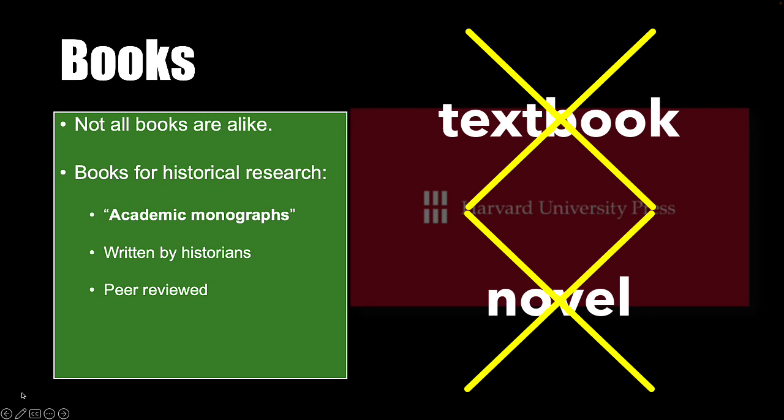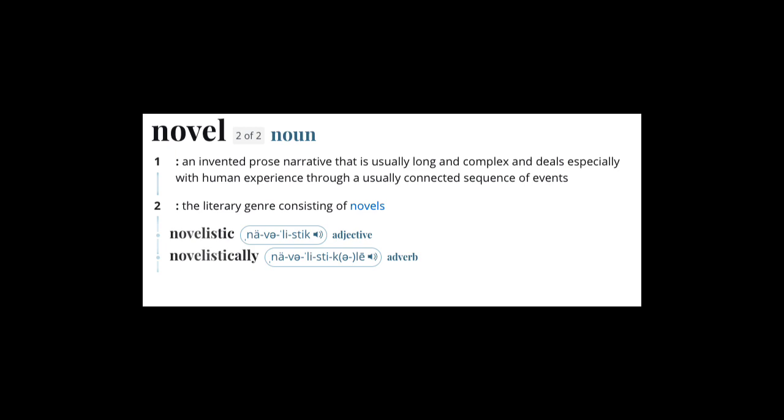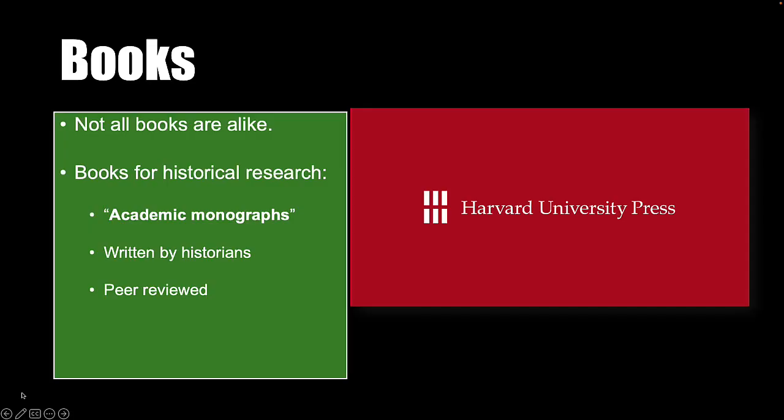And quick public service announcement. Do not use the word novel to describe a book that is a work of history. It's not a novel. A novel is fiction. A novel is purposeful make-believe. An academic monograph is an argument-driven piece of nonfiction. And we're particularly interested in monographs written by historians because, well, they're the ones that write history.